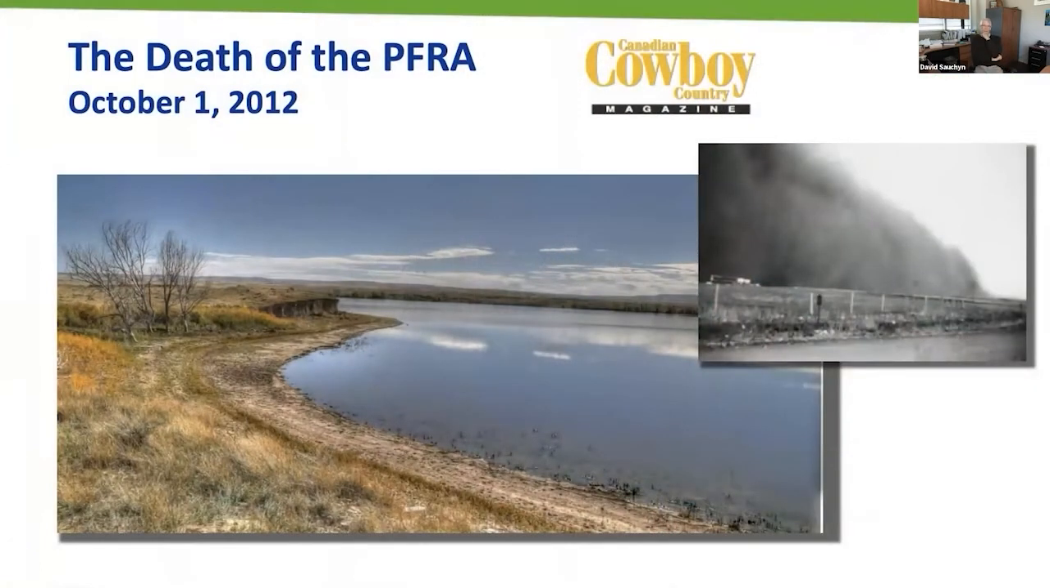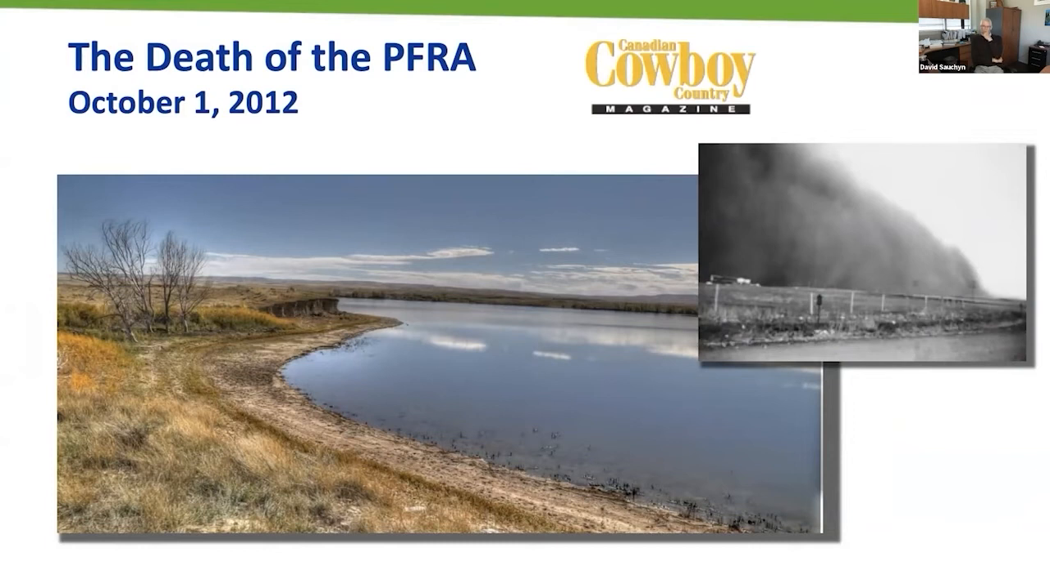This headline, I didn't write this. This is a headline from an article in Canadian Cowboy magazine. It's probably a bit of an overstatement, the death of PFRA, but in fact, PFRA was eliminated in 2012, 2013, which really left a gap in the institutional adaptation framework in Western Canada.